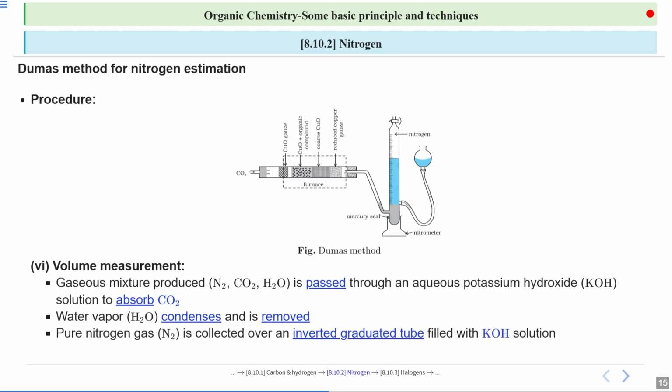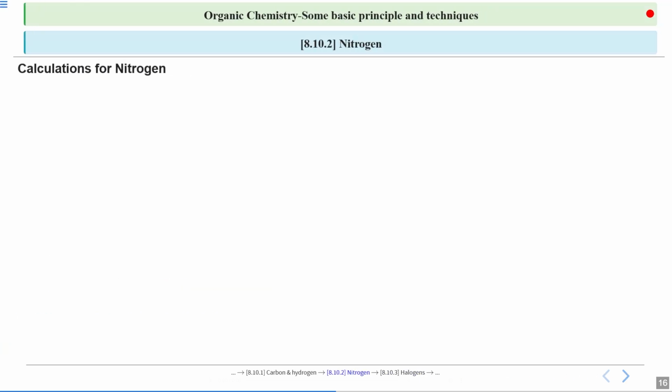Then after removing carbon dioxide and water, the pure nitrogen gas is collected over an inverted graduated tube filled with potassium hydroxide solution. So this setup allows us to trap and measure just the nitrogen gas. The use of potassium hydroxide here also prevents any remaining carbon dioxide from interfering with the measurement. Finally, the volume of nitrogen gas collected in the nitrometer is measured directly. This measured volume is then used to calculate the percentage of nitrogen in the original sample. Now let us look at how to calculate the amount of nitrogen gas collected in an experiment.